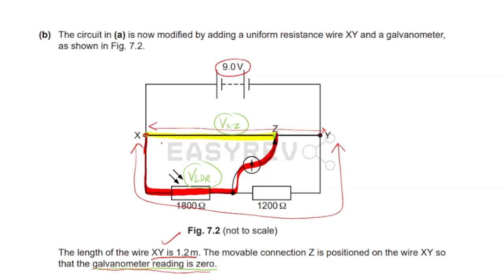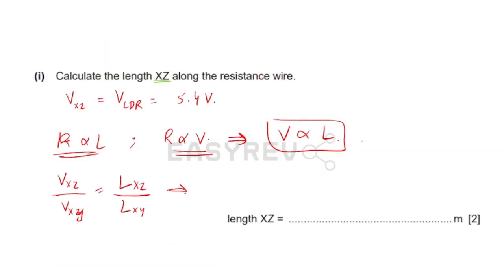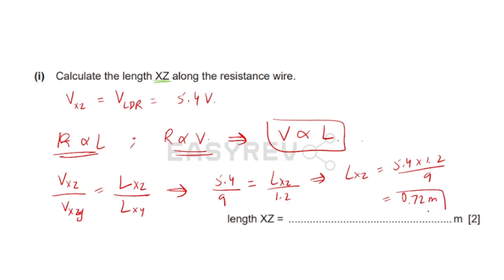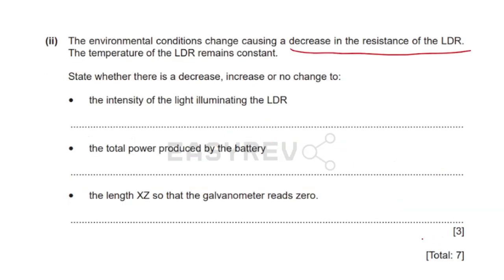So with this in mind, the potential difference across the points xy would just be equal to the EMF, 9 volts. So now I can plug in the values. 5.4 divided by 9 equals the length xz that we wish to find divided by 1.2. So now it's just a matter of solving for the length xz: 5.4 times 1.2 divided by 9. Plugging everything in, you should get your answer to be 0.72 meters. Right? Now let's look at the next part.